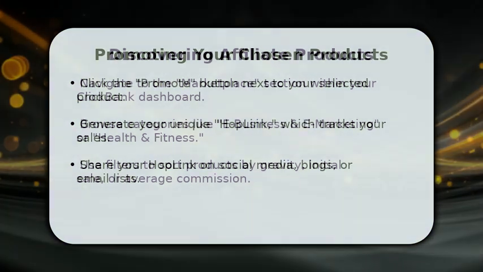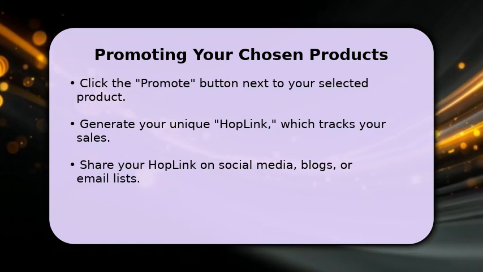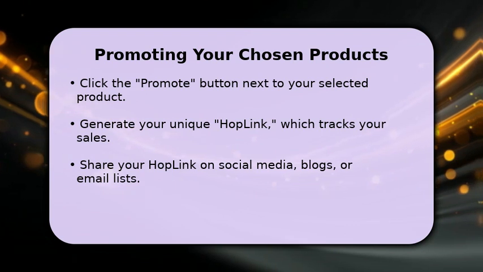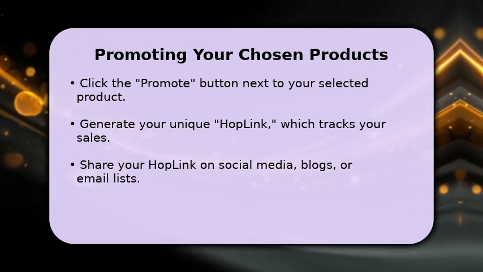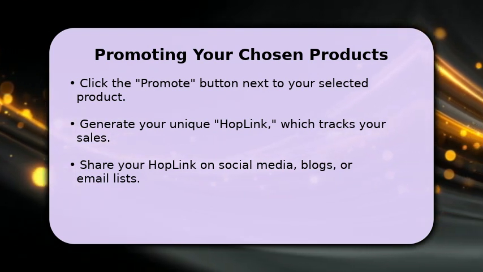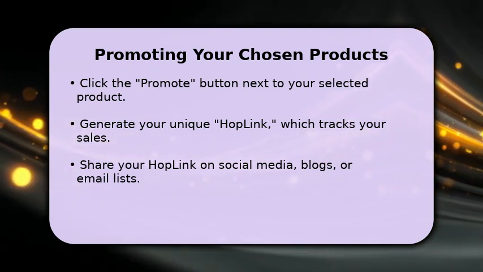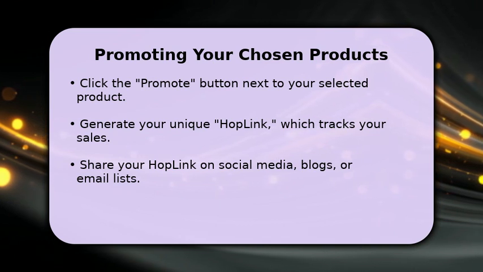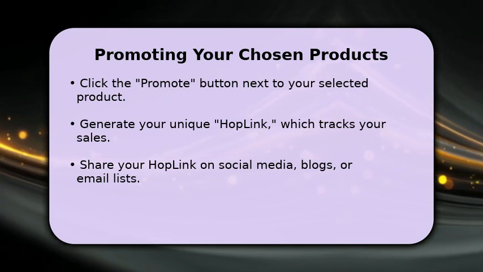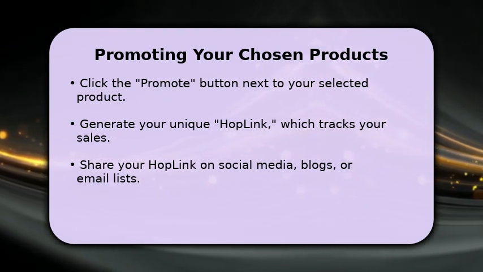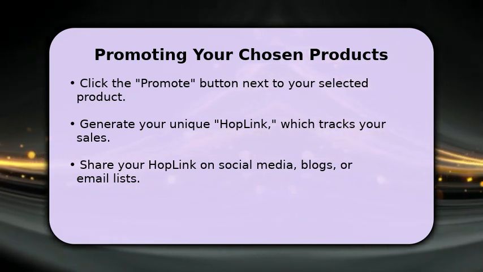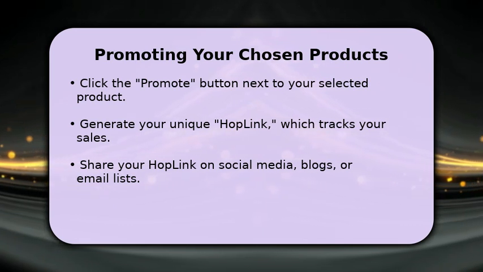conversion rate. Once you have identified a promising product, the final step is to generate your unique affiliate link and begin promoting. Simply click the Promote button next to your chosen product in the marketplace. This action will generate your personalized hop link, which is essential for tracking all your sales and commissions accurately. Share this link across your various platforms, including social media, personal blogs, or email newsletters. Remember to regularly monitor your performance and earnings using the comprehensive reporting tools provided by ClickBank.